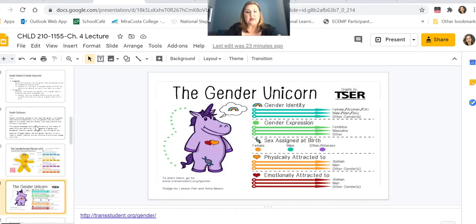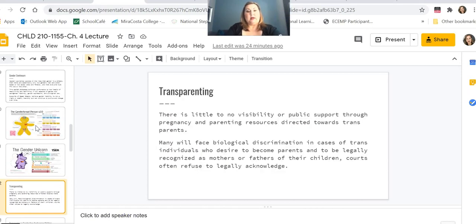The Gender Unicorn is something that actually was designed and developed by students from a university. And I provided a link there for you to look at. And it is a variation of the Genderbread Person, where they're looking at gender identity, gender expression, sex assigned at birth, physical attraction, and emotional attraction. So there's two different ways of looking at it.